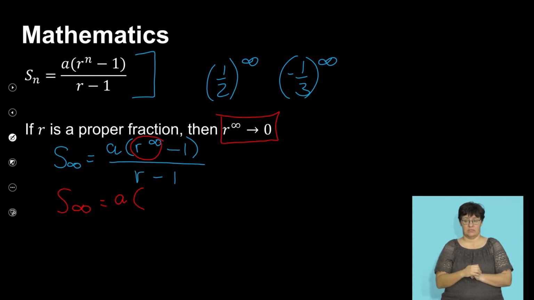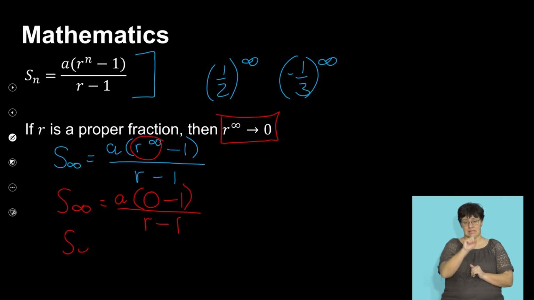I'm going to replace r to the power of infinity with a 0, because we know a proper fraction to the power of infinity is going to get very close to 0. Then if I fill in the rest, I'm going to have 0 minus 1 over r minus 1. So let's simplify. The sum to infinity will be equal to negative a over r minus 1.